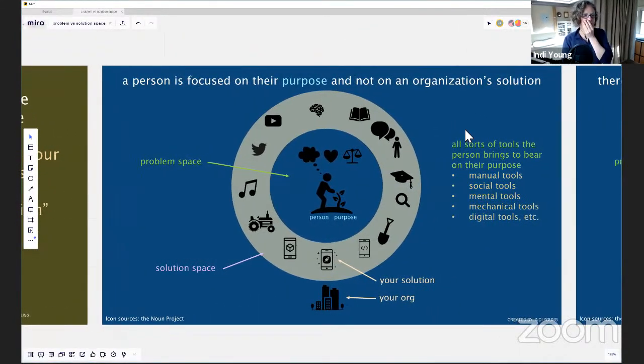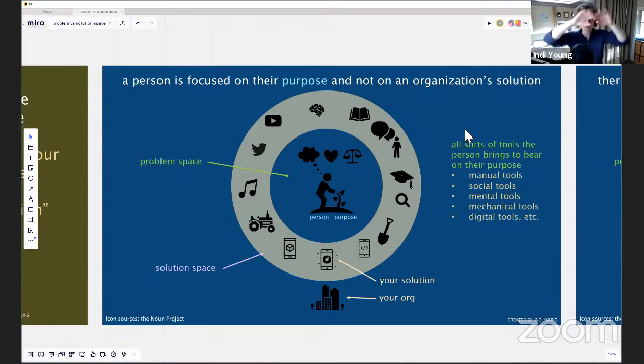This is a draft version update of that original one, where I'm trying to talk about how a person, so purpose is the key, and a person trying to accomplish that purpose, there in the center, is doing some thinking about it, is having some emotional reactions about it, and is making decisions based on their guiding principles. So that's the problem space in there.